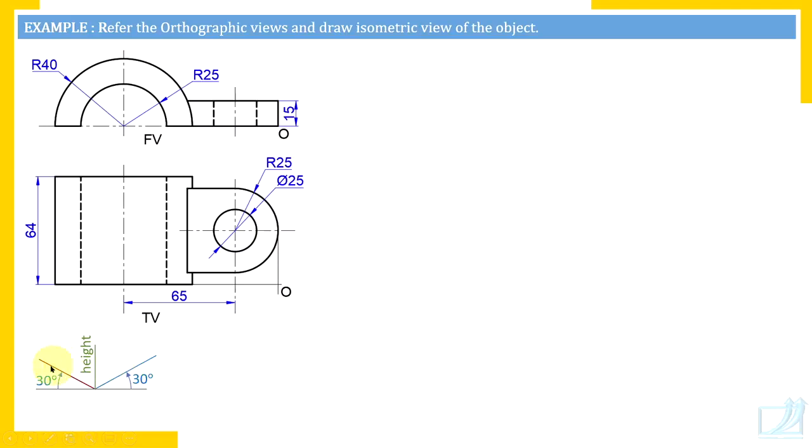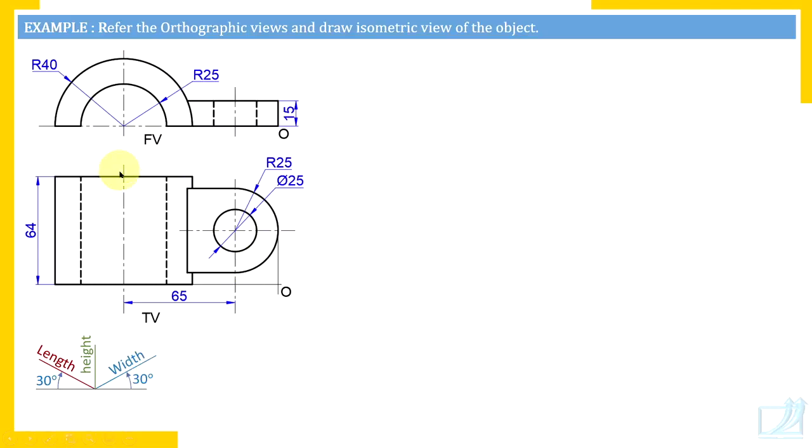Out of these two axes which are at 30 degrees, which axis is the width axis? Simple. In the front view, point O is given on the right side. So the right side axis is the width axis and the left side axis is the length axis.